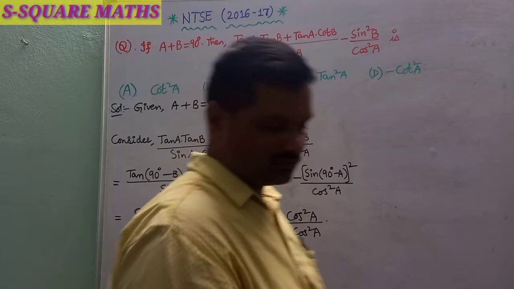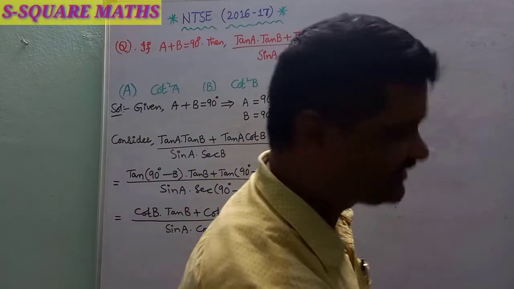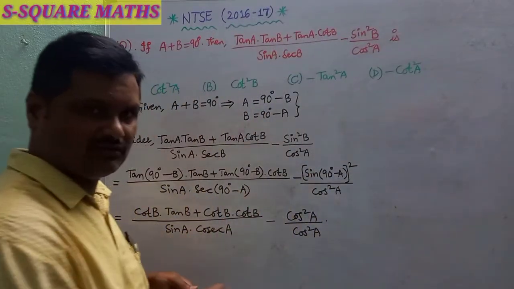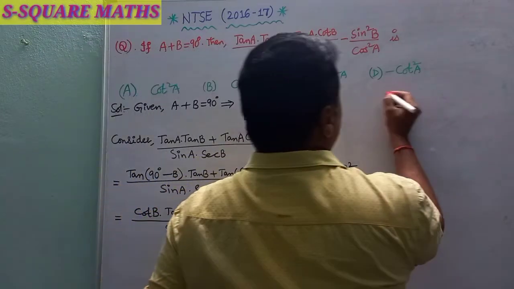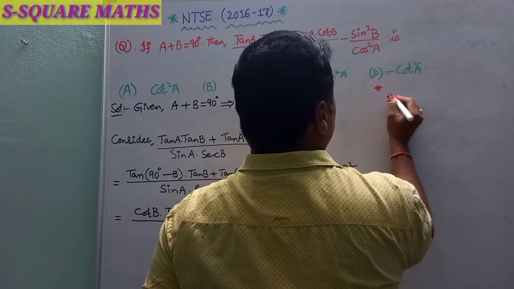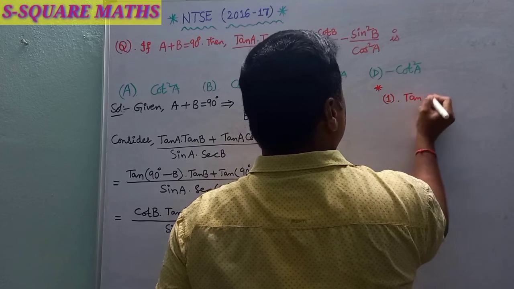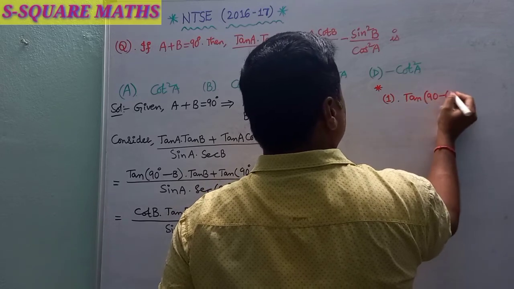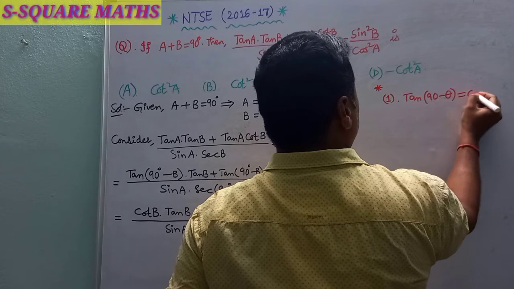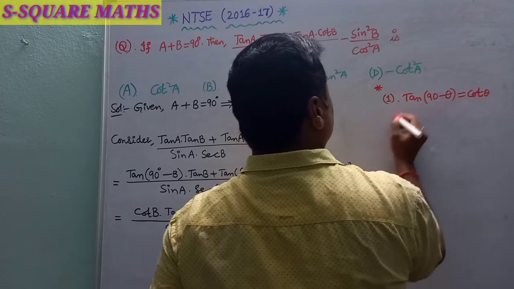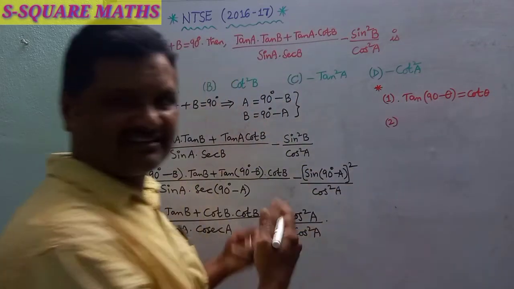So here, now I am going to list out the formulas connected to this one, which have been applied. Let us go through it now. First one, tan of 90 minus theta is cot theta, or cot of 90 minus theta is tan theta.